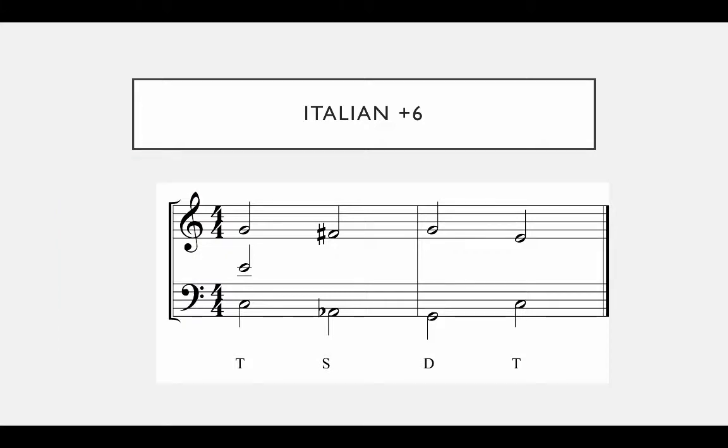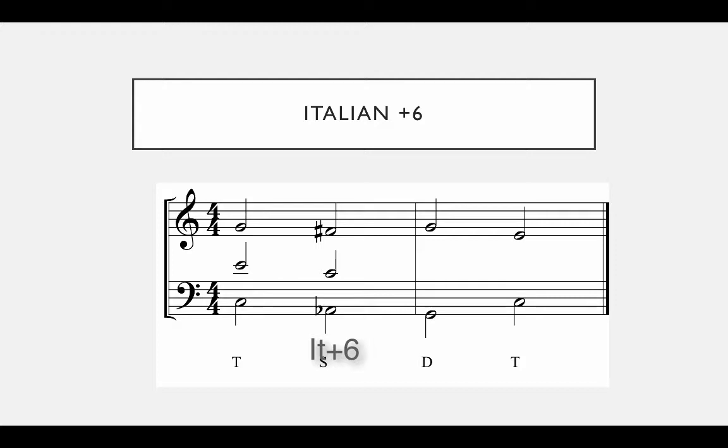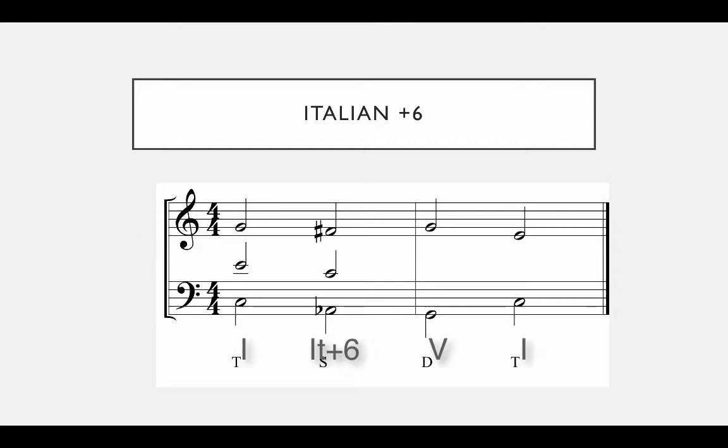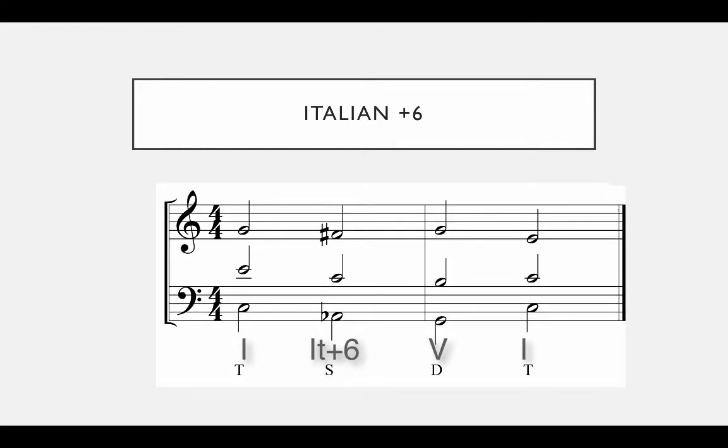To spell an Italian augmented sixth, you will always keep your le in the bass and the fi in the soprano, but this time you're going to add do, or then in this case C, to make it an Italian augmented sixth chord. Now pause the video and take a moment to fill out the rest of the tenor voice. The rest of the voice might look something like this. Let's listen.